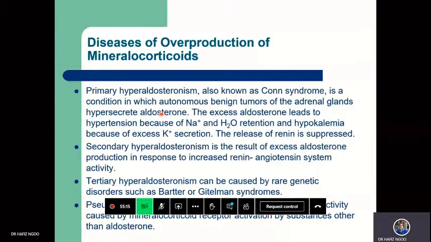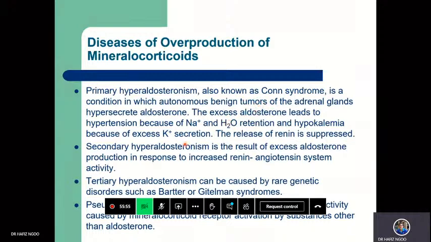When you have hypersecretion of aldosterone, your kidney will be trying to retain as much sodium in the ECF, so you will have water retention. This increase in water retention will cause hypertension, okay? And also hypokalemia because of excess potassium secretion. The release of renin is suppressed because you have a lot of aldosterone, which basically also suppresses renin secretion, and also because the high sodium present is suppressing renin secretion. So this is known as Conn syndrome.